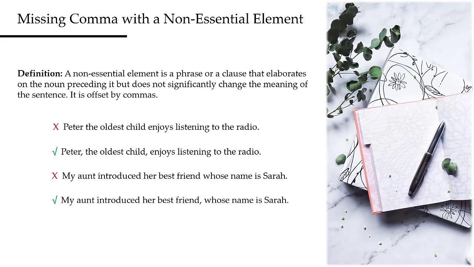Here's another example. My aunt introduced her best friend, whose name is Sarah. The point of the sentence is that my aunt introduced her best friend. The fact that her name is Sarah adds information to the sentence, but it's not essential to the meaning of the sentence.